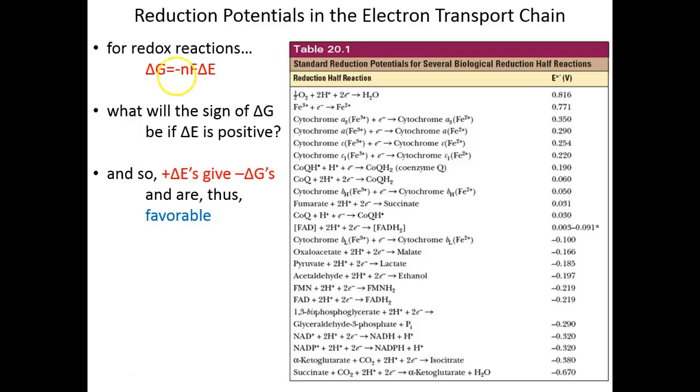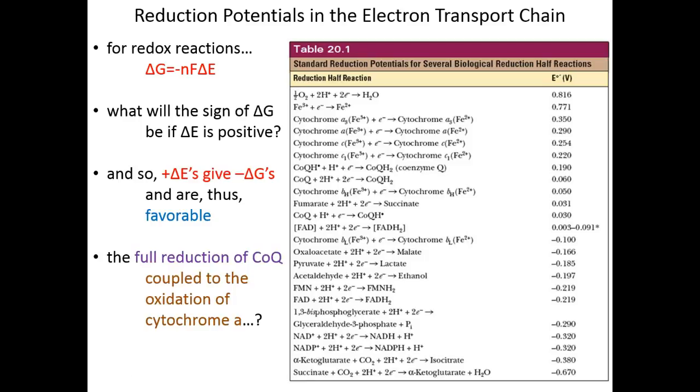We can do it the other way too. If delta E is negative, then we have a negative times a positive times a positive times a negative. Negatives times negatives are positives. So negative delta E's give us positive delta G's. Anytime we can calculate a positive delta E, we've got ourselves a favorable reaction, a reaction that is exergonic. Conversely, anytime we calculate a negative delta E, we have a positive delta G, an unfavorable reaction.